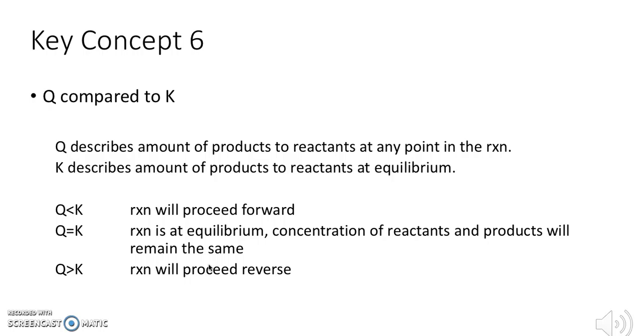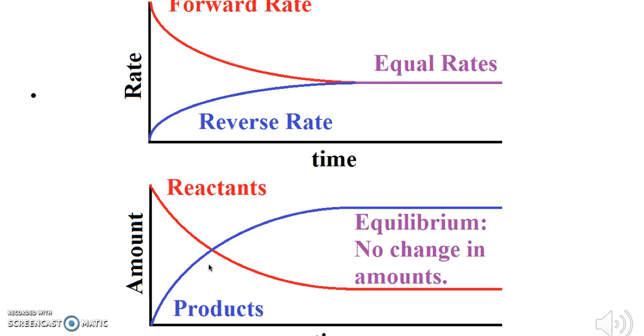So when Q is less than K, a reaction will proceed forward. When Q equals K, the reaction is at equilibrium, so concentrations of reactants and products remain the same, whereas when Q is greater than K, a reaction will proceed in the reverse direction towards reactants.